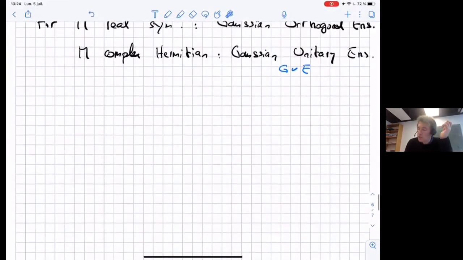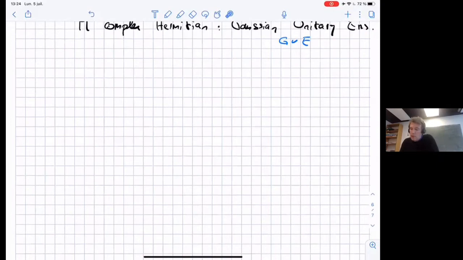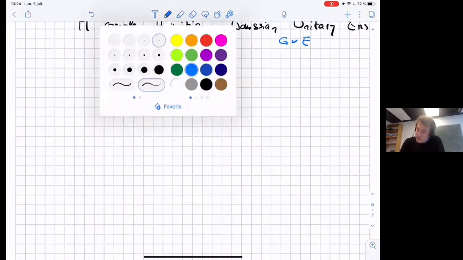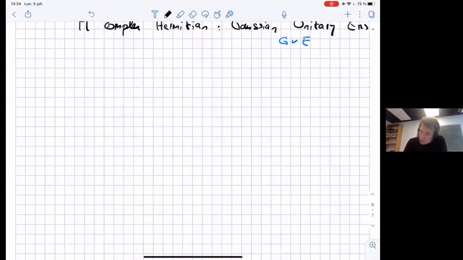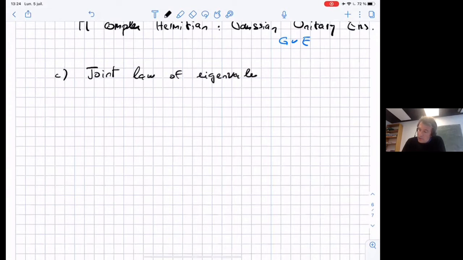So what you really want to do now, and that's what we are going to do, it will not be exhaustive, but I will give you the main ideas, is to look at the joint law of eigenvalues and eventually eigenvectors. But I already told you that the eigenvectors in these ensembles are a little bit boring. But I would like to know something about the eigenvalues for, say, the GOE.